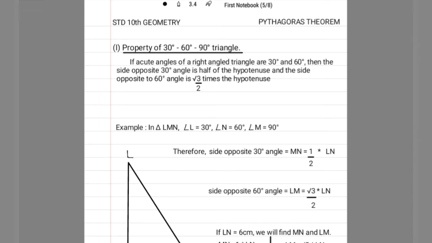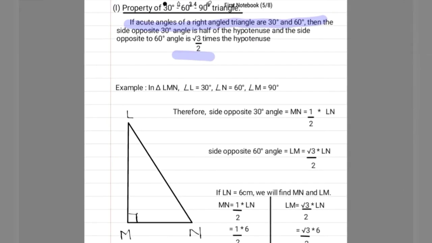So let's see the new topic, the property of the 30, 60, 90 triangle. Now according to the statement given here, if the acute angles of a right angle triangle are 30 and 60, that is, the two angles other than the right angle, if they are 30 and 60, then the side opposite to the 30 degree angle is half of the hypotenuse, and the side opposite to the 60 degree angle is √3/2 times the hypotenuse. So it is a simple statement which is given. So let's see it with the help of an example.